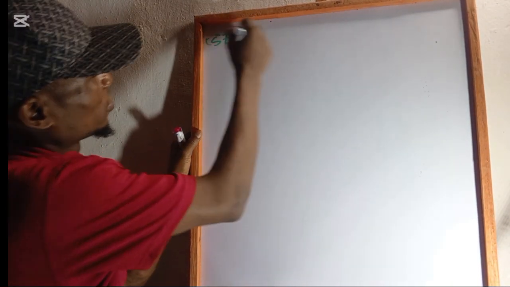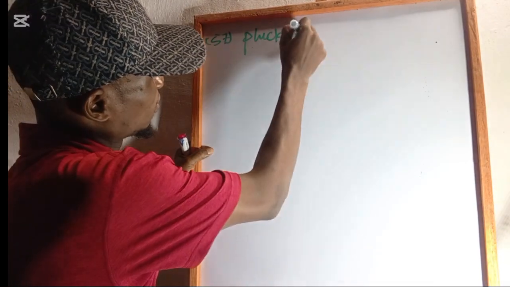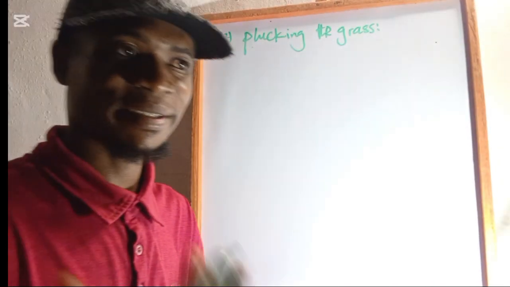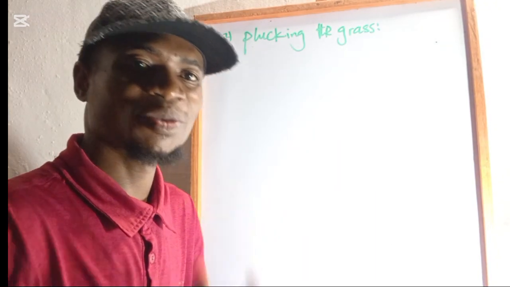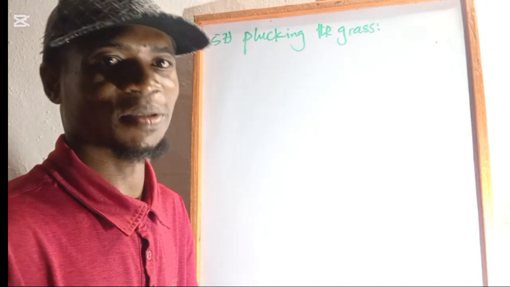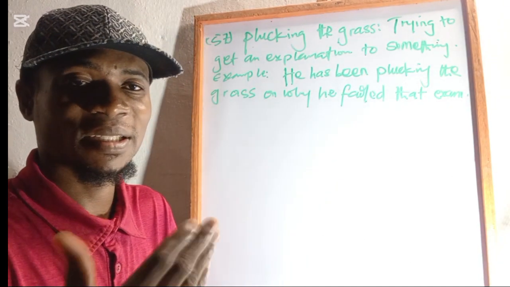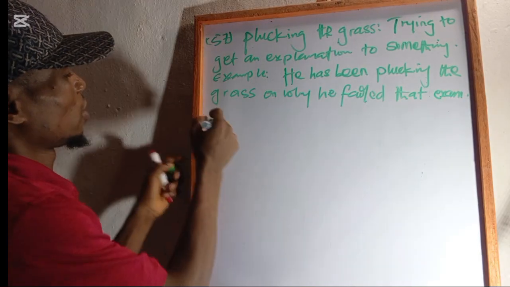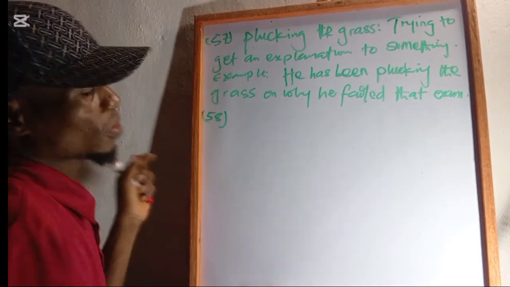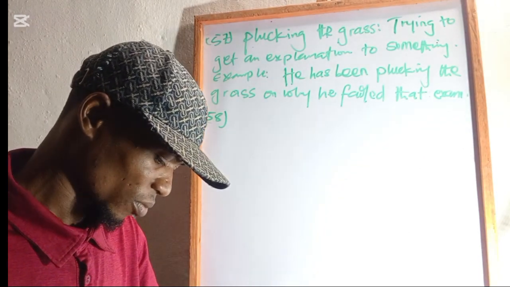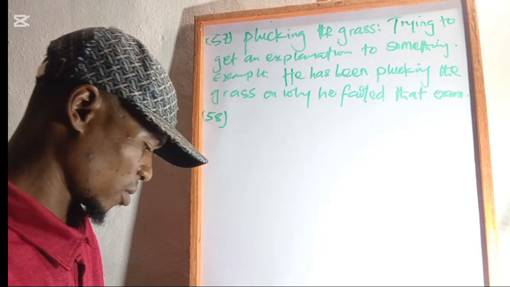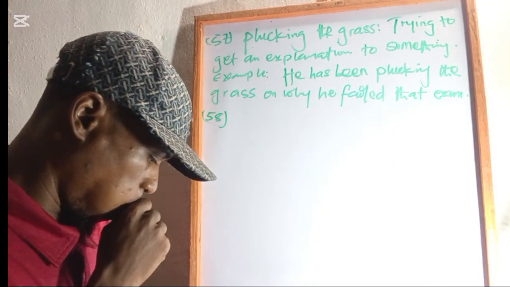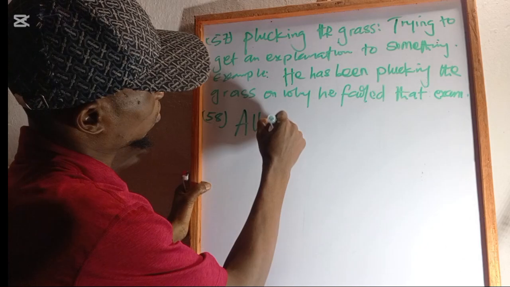So we have idiomatic expression 67: plucking the what? Grass. What does it mean to be plucking the grass? When you are plucking the grass, you are trying to get an explanation to something. In other words, he has been looking for an explanation on why he failed the exam.